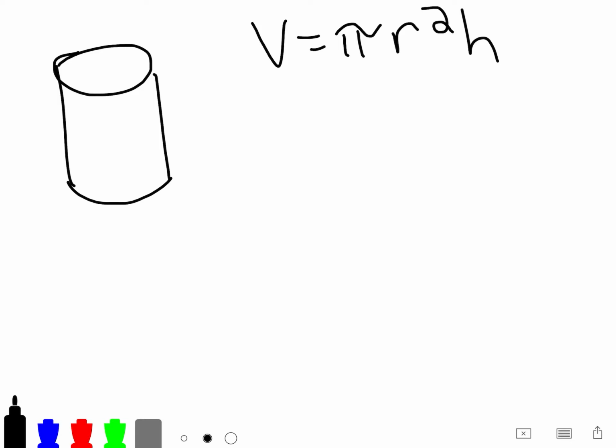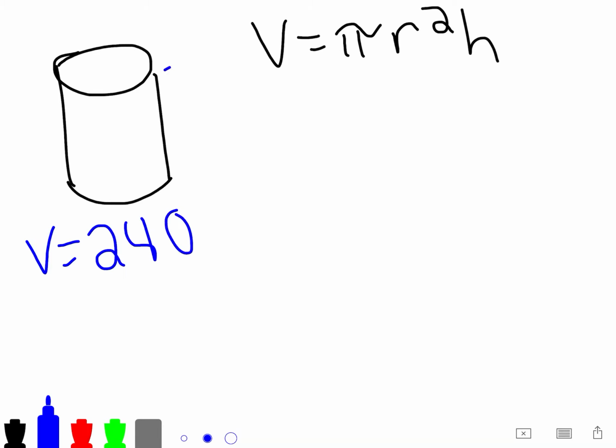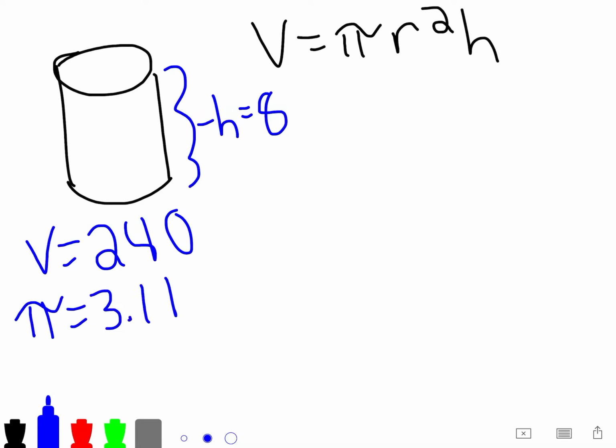One last thing that I see us struggling with is when we're given volume and maybe height, we have to find radius. And we'll have to do this for the cone and the pyramid, the cylinder and the cone for today. So the way you do that is you're going to be given volume. We'll say volume equals 240. Then the height we'll say is equal to 8. And we also know that pi is equal to 3.14.